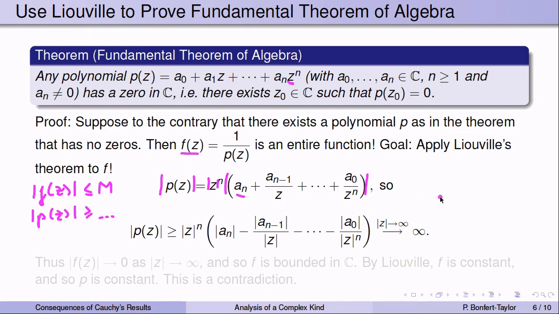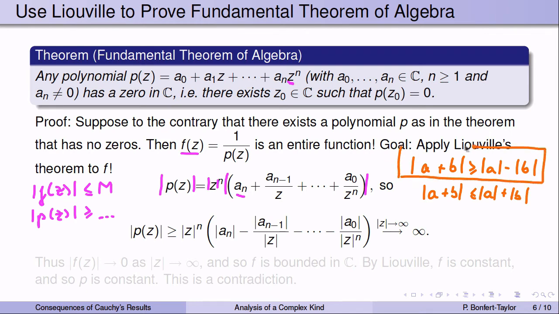And what I'm using here is the reverse triangle inequality, which you may or may not remember. So let me remind you. It is true in general that the absolute value of the sum of two complex numbers a plus b is greater than or equal to the absolute value of a minus the absolute value of b. We also had the regular triangle inequality, which said that the absolute value of a plus b is less than or equal to the absolute value of a plus the absolute value of b. But this one up here is the reverse triangle inequality, and that's the one we're using over here. We're using a generalized version with more than two terms, but it's the same idea. So the absolute value of an plus an minus 1 over z and so forth is greater than or equal to the absolute value of the first term minus the absolute value of the second term minus the absolute value of the third term and so forth.